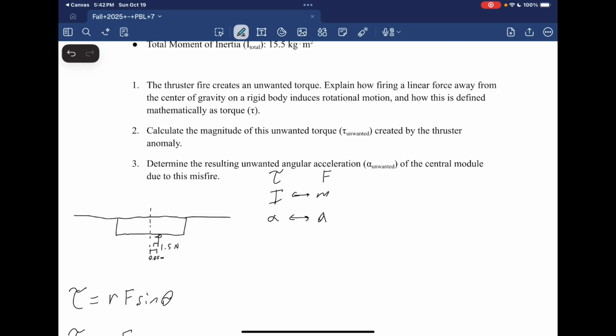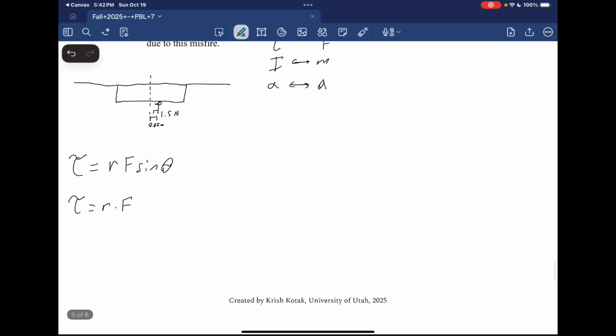Question 2 wants us to calculate the magnitude of this unwanted torque created by the thruster anomaly. We already have this equation we found earlier. So we know that torque is going to equal 0.05, which is the distance from the center, times 1.5. And then this is the force. If you plug this into the calculator, you get that our torque is 0.075 Newton meters.